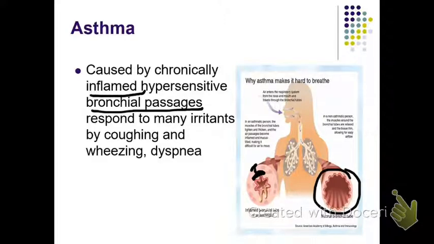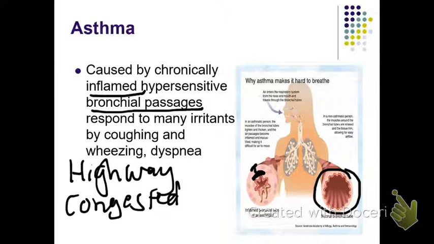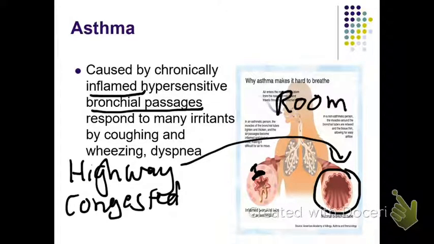So think about your bronchioles as a highway. In an asthmatic, the highway is severely congested with traffic. Whereas the highway over here is much like the highways we have in upstate New York. There's lots of room and there isn't that much congestion.